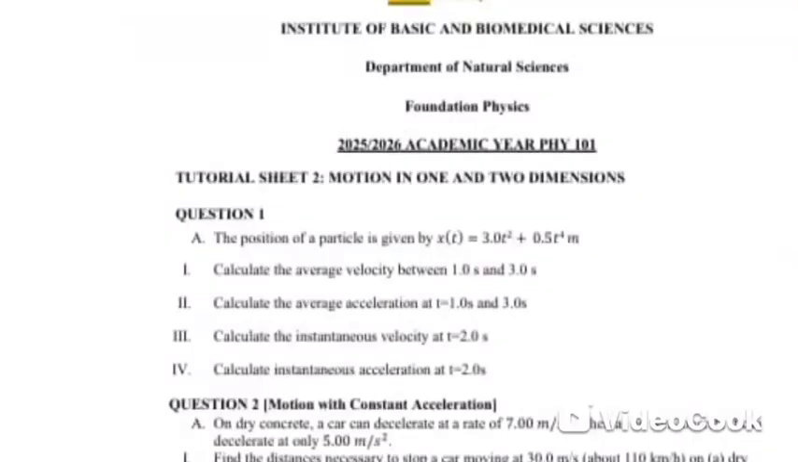Okay, the first question in the second tutorial sheet reads, the position of a particle is given by this function, x of t is equal to 3.0 t squared plus 0.5 t raised to the power of 4 meters. So this is just a function of distance or displacement in a way. What we have to do is manipulate it using some mathematics, specifically calculus at certain points. So let's get into it.